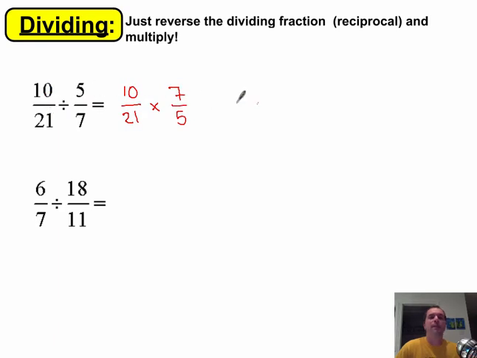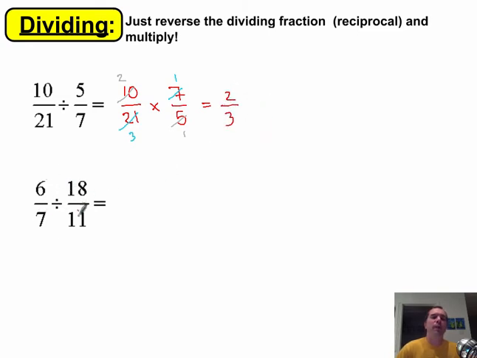This is not dividing. So now, we always check is there anything that can simplify, and the 10 and the 5 can simplify by dividing them by 5. And in this case also, the 7 and 21 can be divided both by 7, and therefore I could simplify it, and now I can just multiply across, and that's 2 divided by 3.